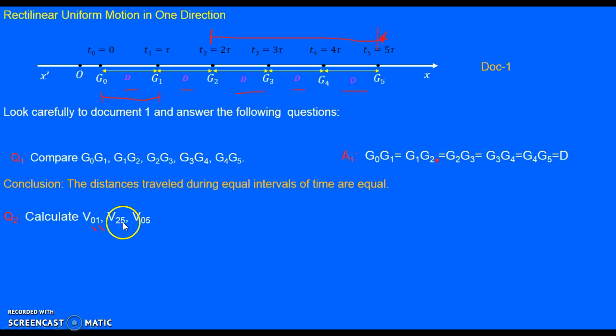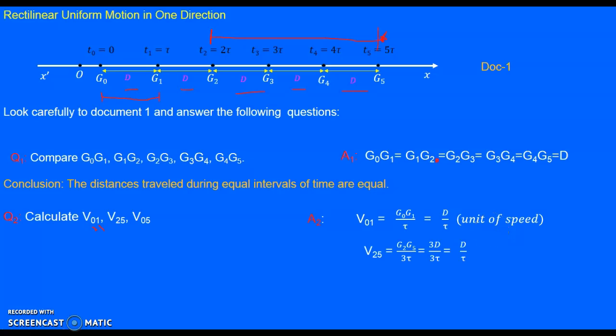Calculate V01, V25, V05. When I have the index of the speed with two numbers, this means that this is average speed, even though we did not mention it. So we have to calculate the average speed between instants t0 and t1. Between t0 and t1, the distance is capital T and the time is tau. So V01 equals G0G1 over tau, D over tau, unit of speed, because we have to mention it here, though we are not given values. You have to mention that finally we have to get a unit of speed.